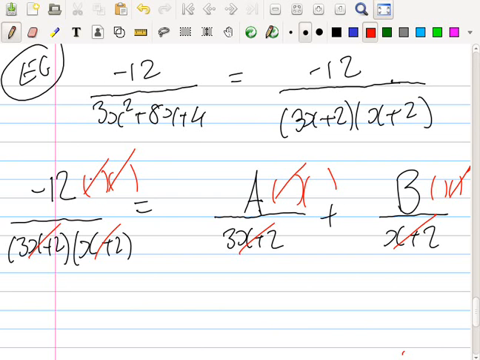I'm not writing them in because it's 3x plus 2 and x plus 2. Here, 3x plus 2 and x plus 2. And here, 3x plus 2, x plus 2. You can write them in if you want. Anyways, after you multiply, you're left with this.